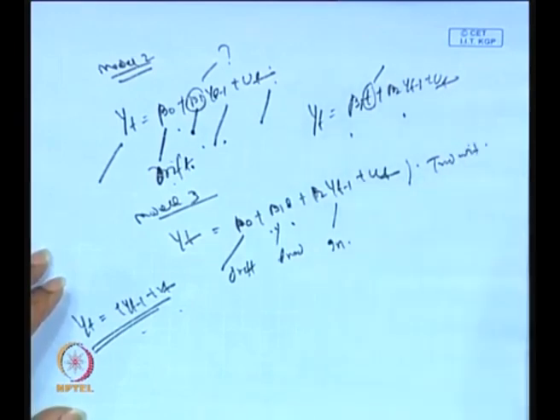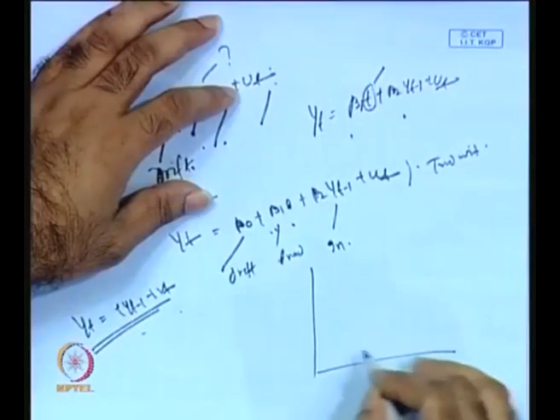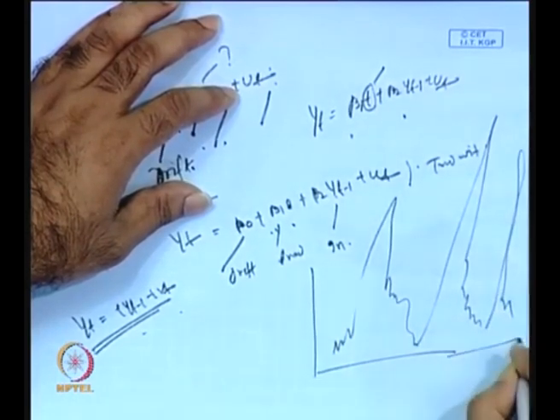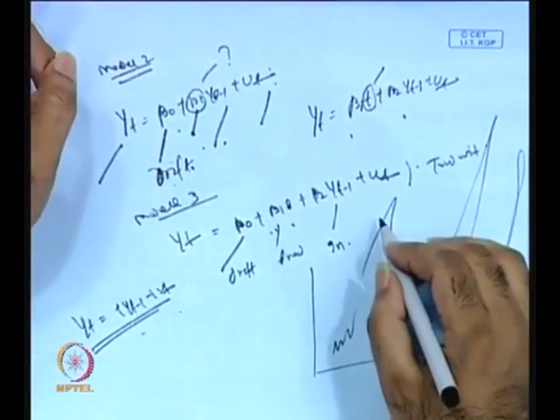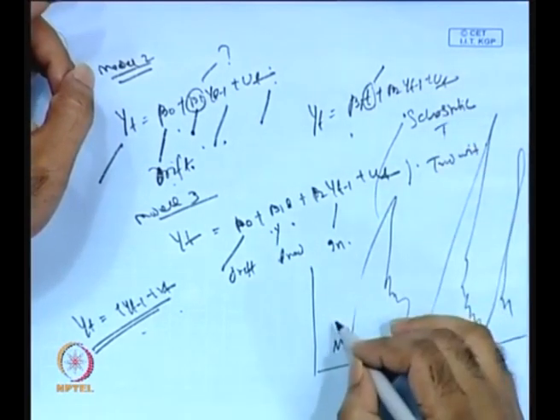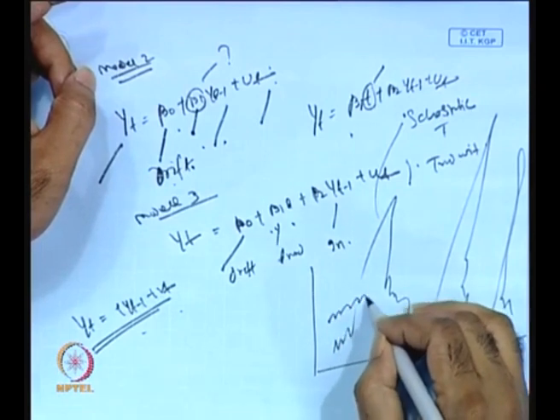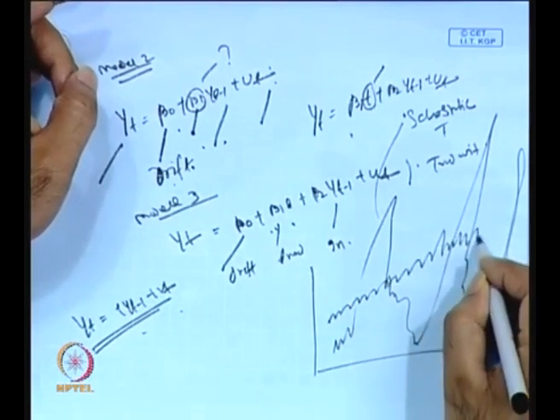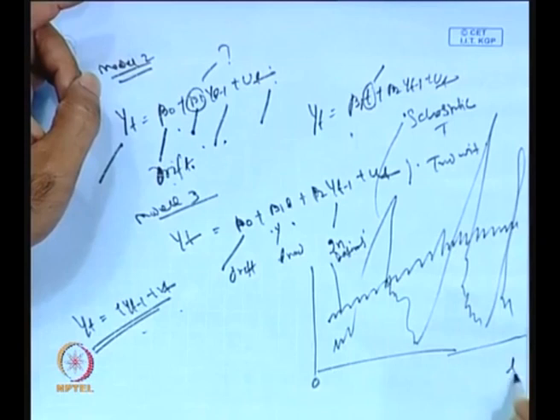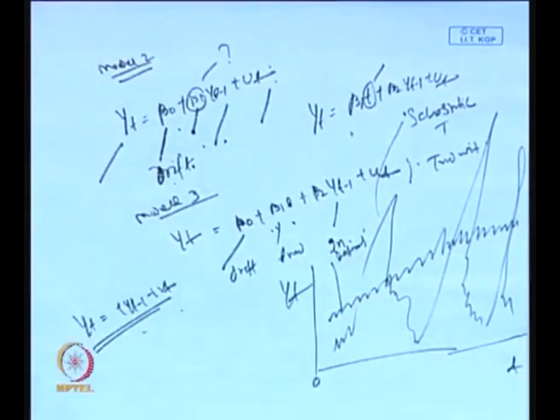Your initial setup may be very stochastic in nature, but you have to come down to a deterministic trend. The structure will look like this, and this particular shape is called a stochastic trend. And I will give you a structure like this, which is called a deterministic trend. Of course, this is plotted with respect to time and y_t.